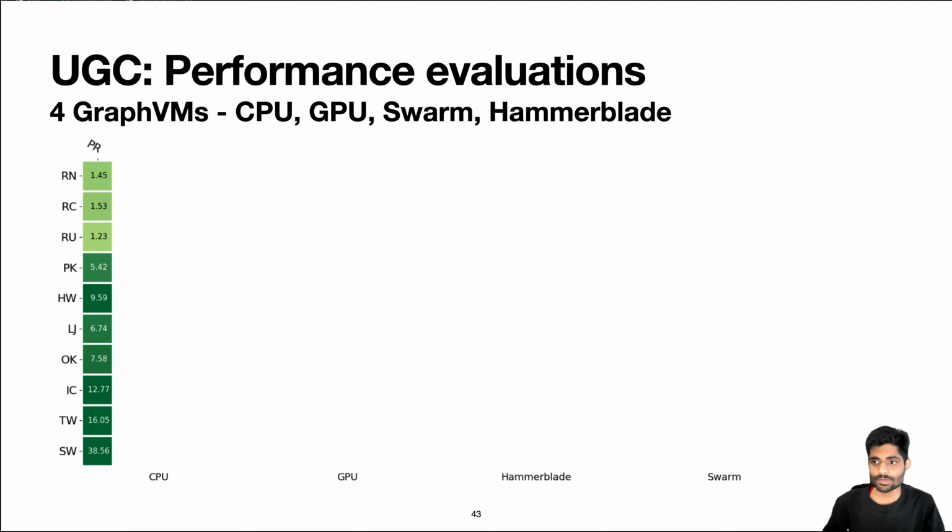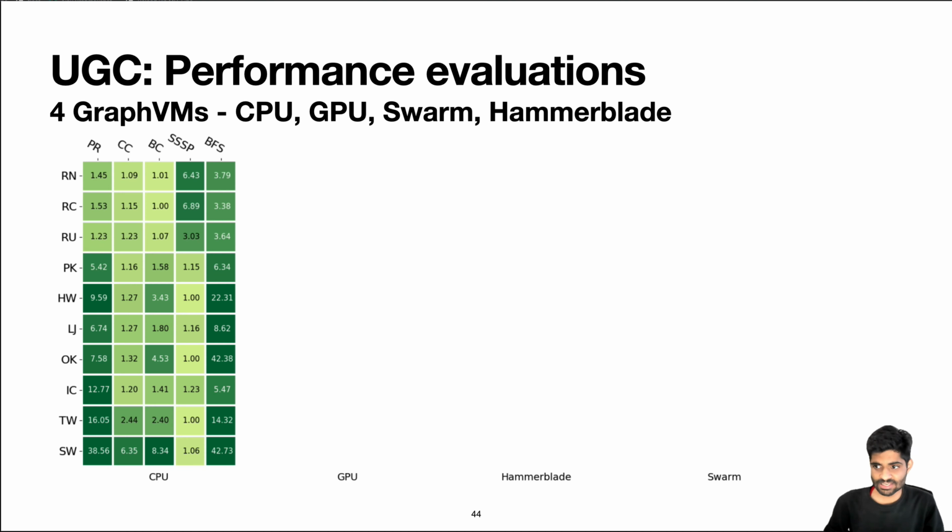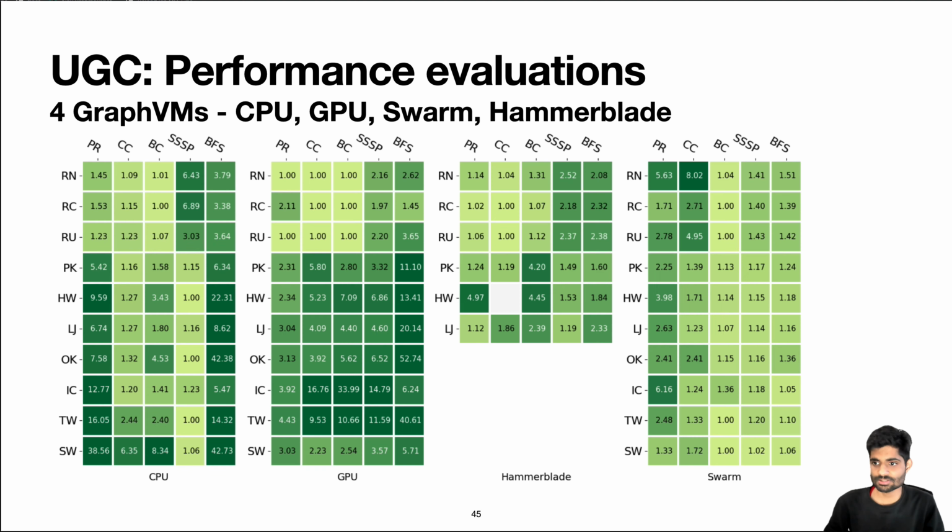First, we look at how well the most optimized code performs against the default generated code without any optimizations. The heat map here shows the speedup of the most tuned schedule for a particular application over the default schedule in the 10 graph inputs. A number like 5.42 means the optimized code runs 5.42 times faster. We repeat the same experiment for 5 applications and the 4 graph VMs.